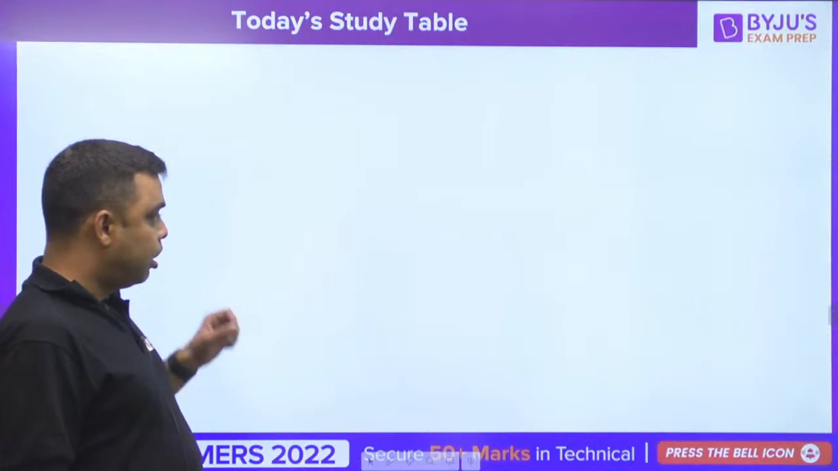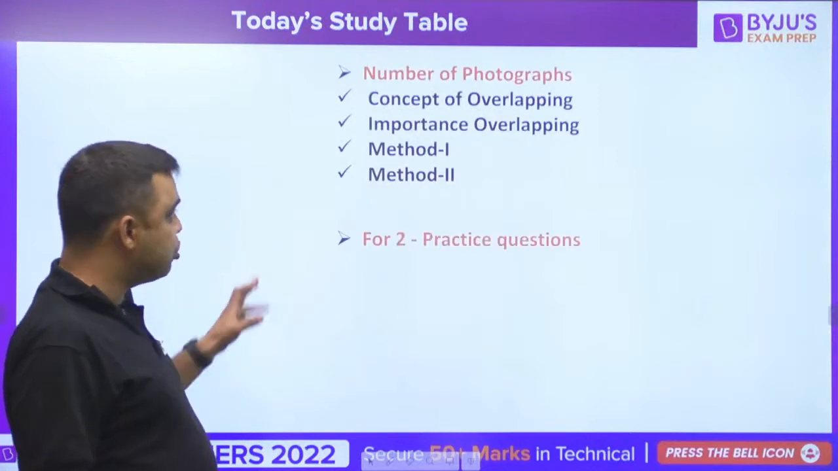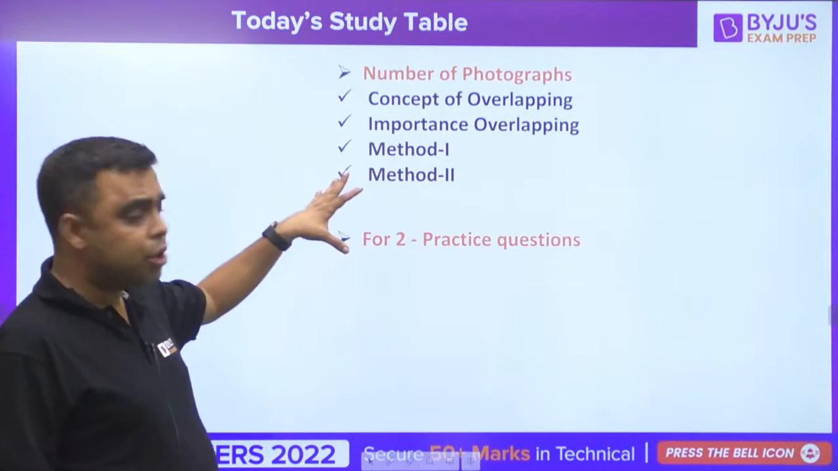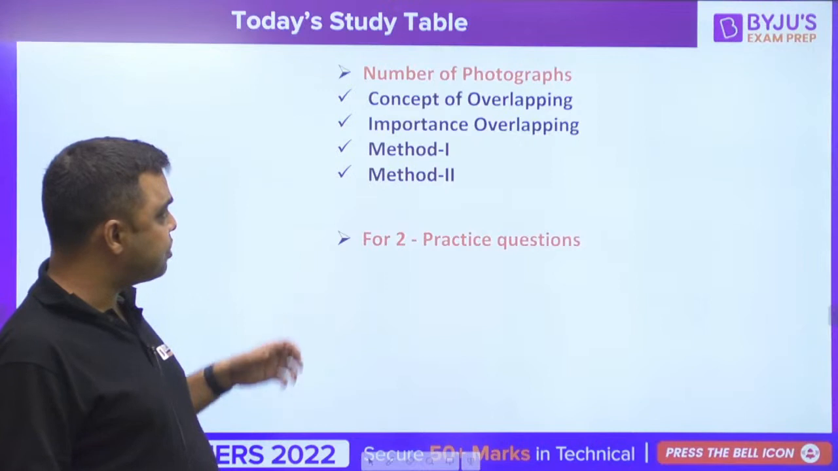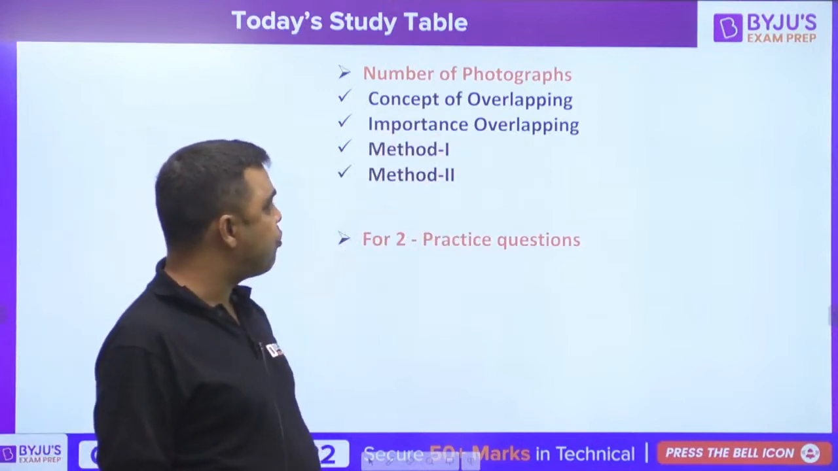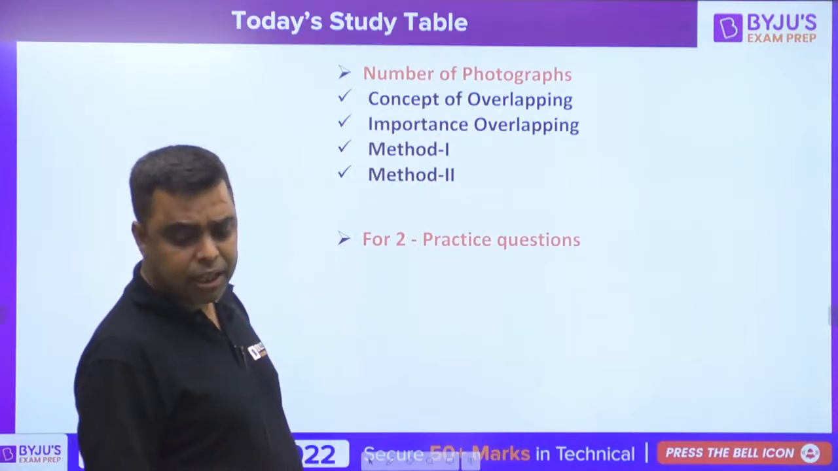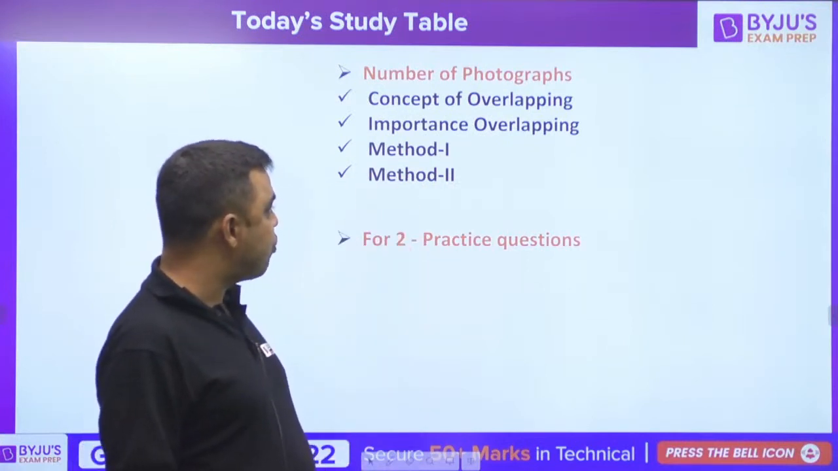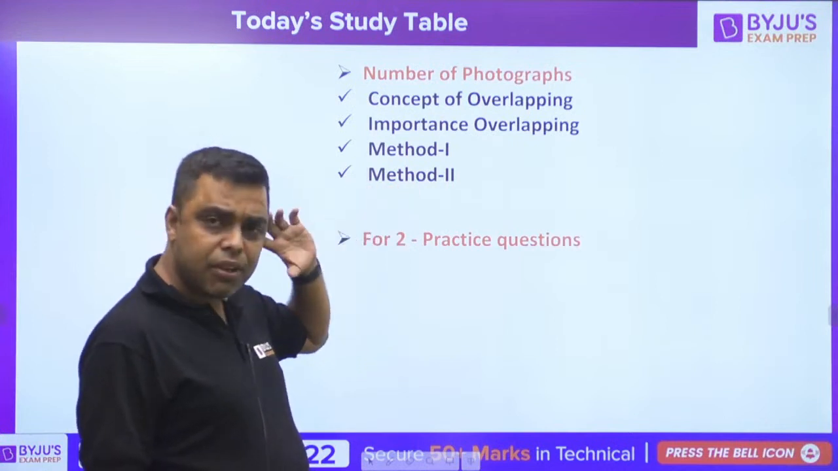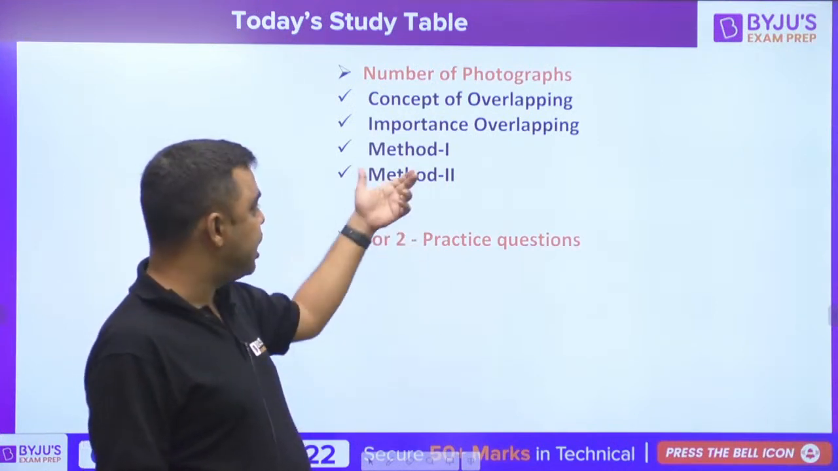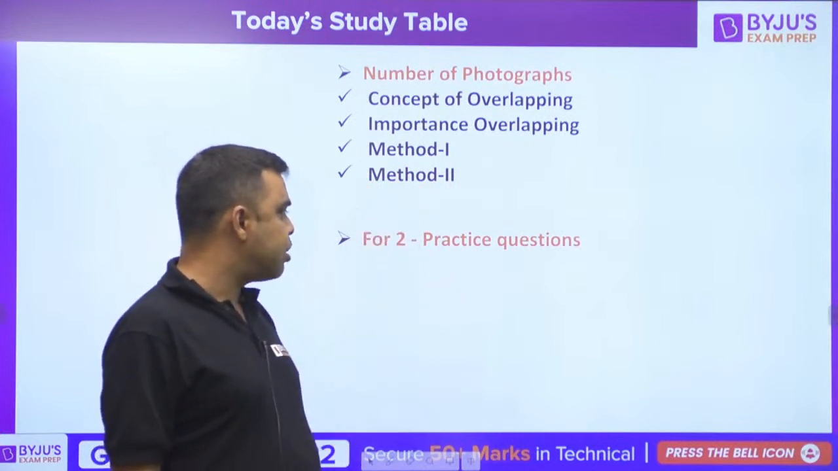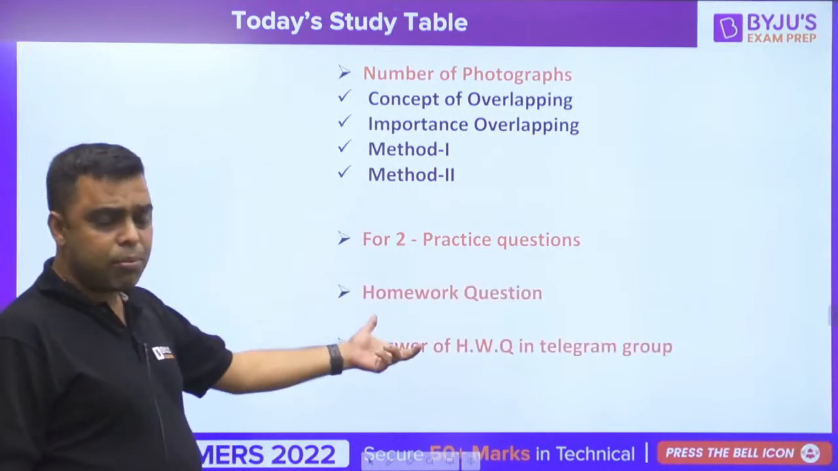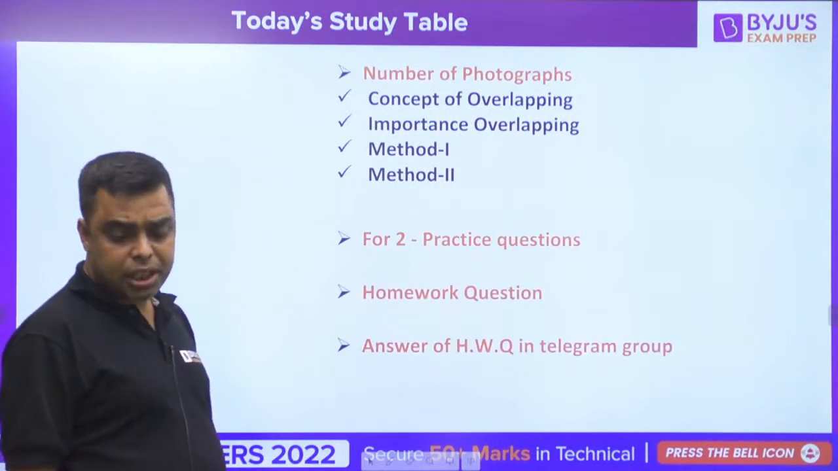Chalo, let us move further. So guys, what is on our study table today? Basically we have number of photographs. Under that we'll be discussing the concept of overlapping, why the overlapping is being done in case of photographs, right? After that, importance of overlapping. Then we will determine the number of photographs with the help of method 1 and method 2, and there are 2 practice questions, and along with that there will be one homework question and the answer of the homework question in the Telegram group.